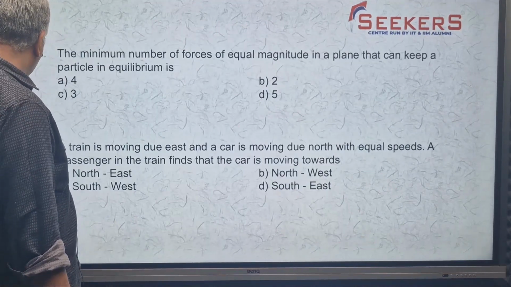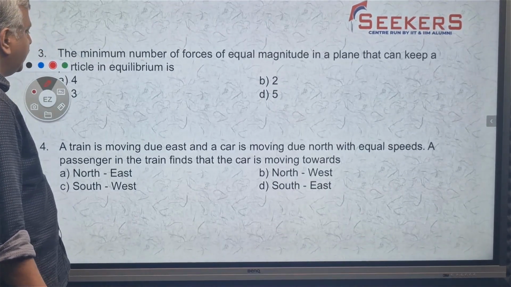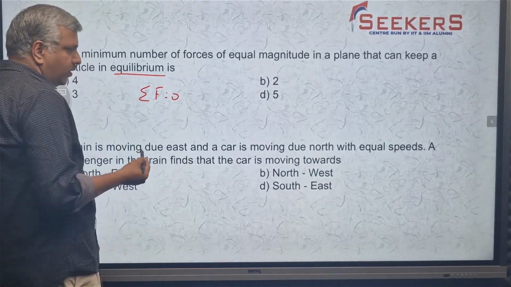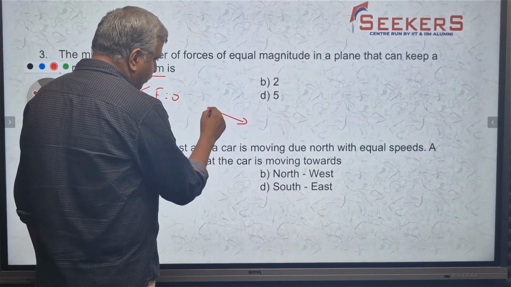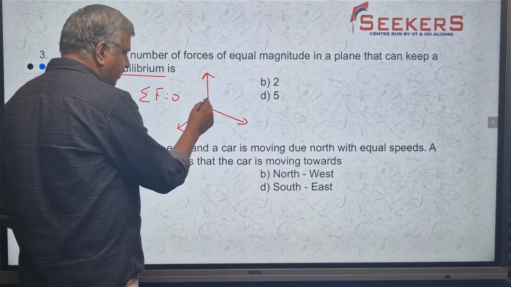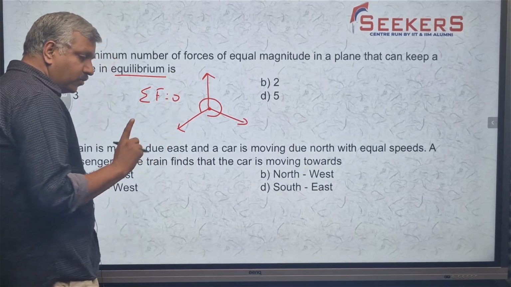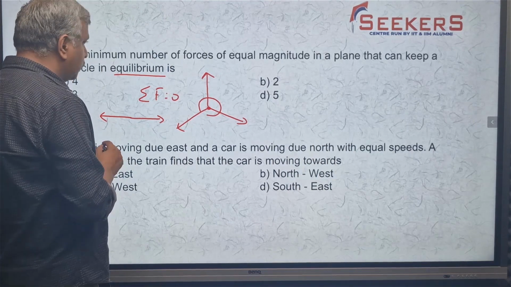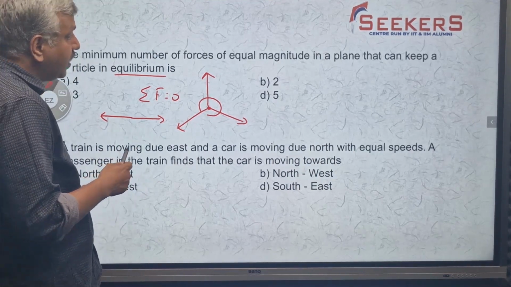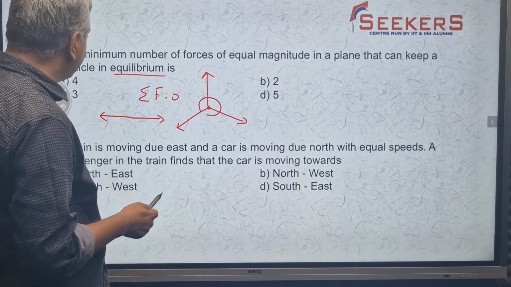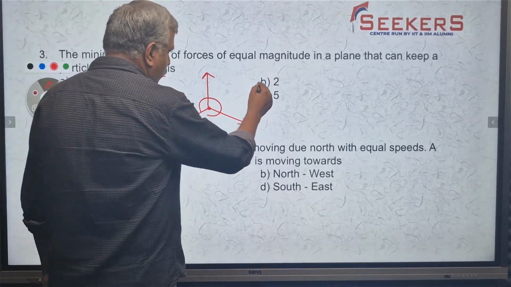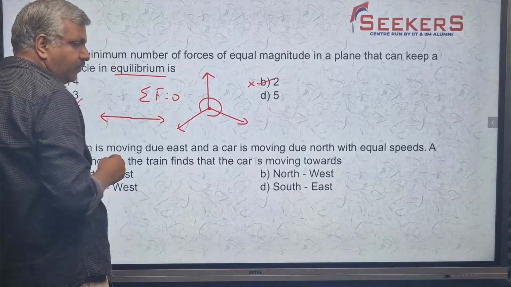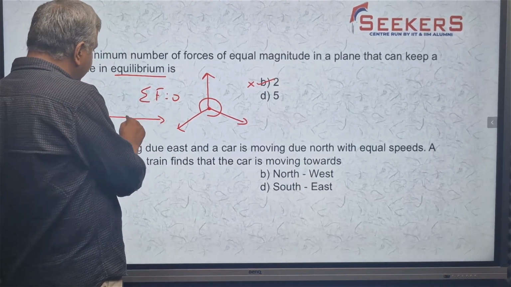The next question: the minimum number of forces required in a plane that can keep a particle in equilibrium. Equilibrium means the sum of all forces is equal to 0. If there is a body here and there are three forces like this, then the body can be in equilibrium. With two forces also it can be in equilibrium, only if those two forces are equal and act in opposite directions. So the question is the minimum number of forces of equal magnitude in a plane that can keep a particle in equilibrium. It seems like it is 2, but it's a tricky one because they are asking for the minimum. Even 3 can keep it in equilibrium, and there also there are conditions. Here the condition is that there should be 180.